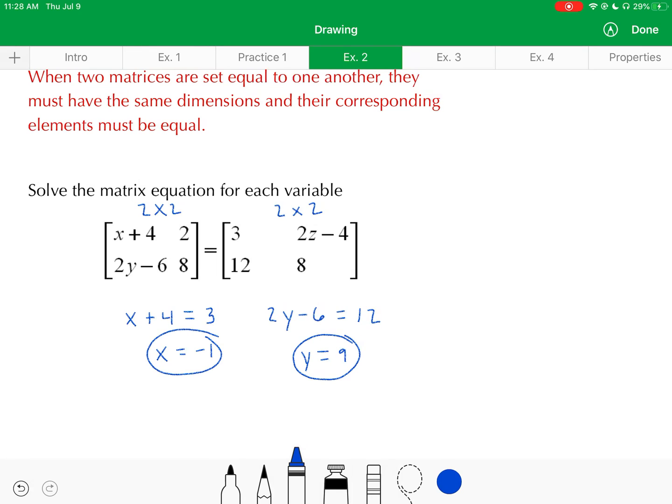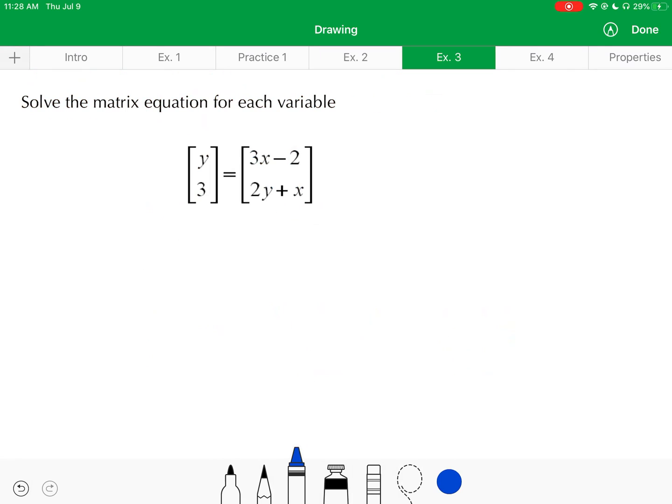And similarly, if I want to solve for z, I'm going to set 2 equal to 2z minus 4, since those are corresponding elements. And that's going to solve to z equaling 3. So pretty simple.